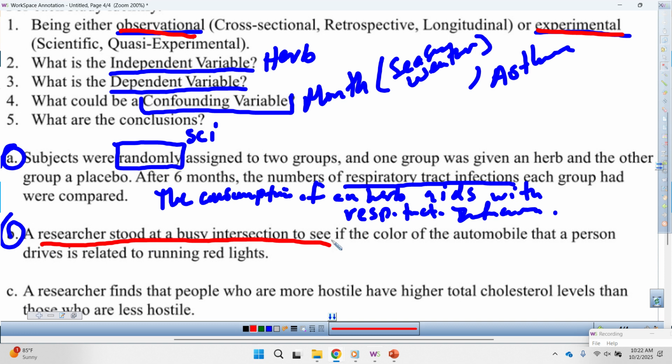All right, I'm going to go over here to this side. Let's see, I think Kayla's got it, but let's go with Trin. Is this observational or experimental? Oh, let me read it again. A researcher stood at a busy intersection to see. That is correct. Now, if they stood at an intersection and they were experiencing all of that, what kind of observational is it? Cross-sectional, retrospective, or longitudinal? Tell your neighbor, and then Trin's going to pass it to someone.